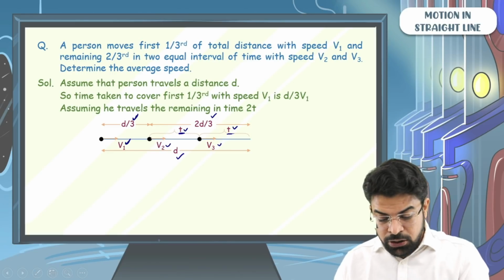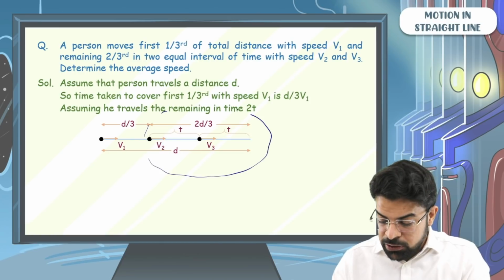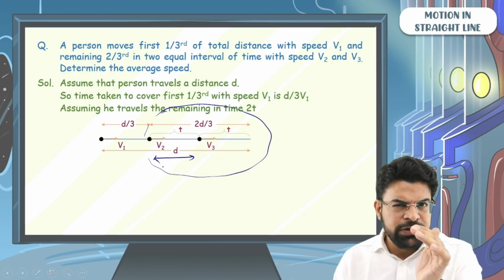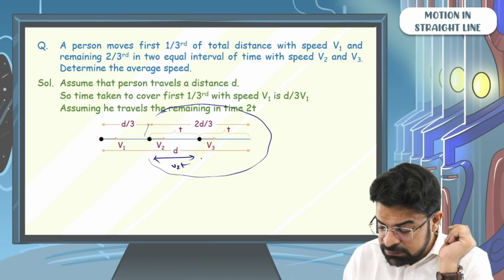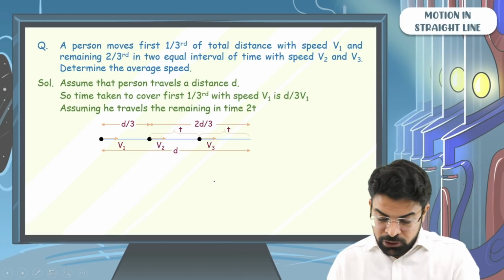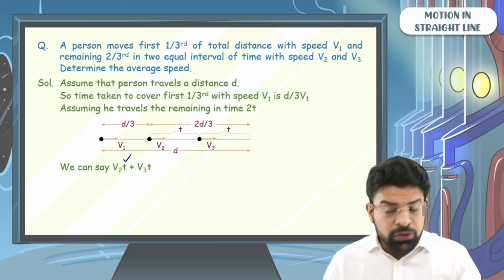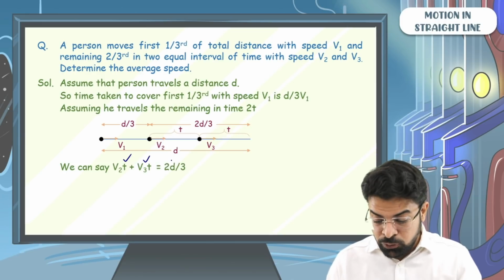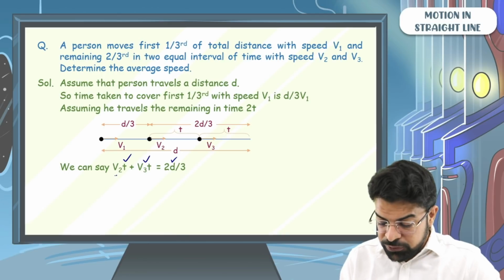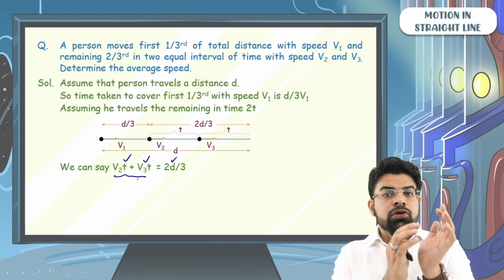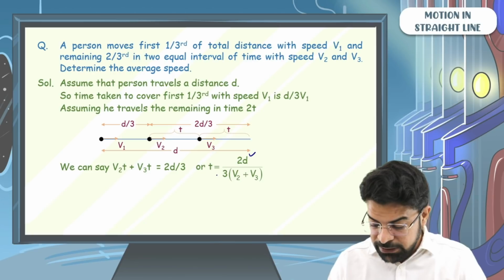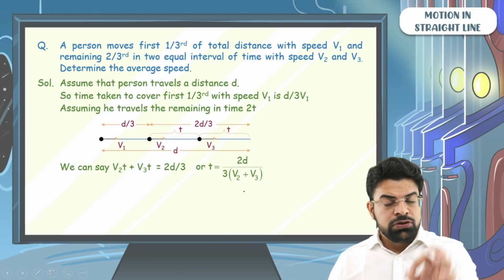Looking at the latter half, the distance traveled will be v2t, since speed is v2 and time is t, plus v3t, which will be equal to 2d by 3. So v2t plus v3t equals 2d by 3. From here we can find the value of t. Taking t common on the left hand side, we get v2 plus v3 times t, so t equals 2d by 3 divided by v2 plus v3. So we have got the value of t.